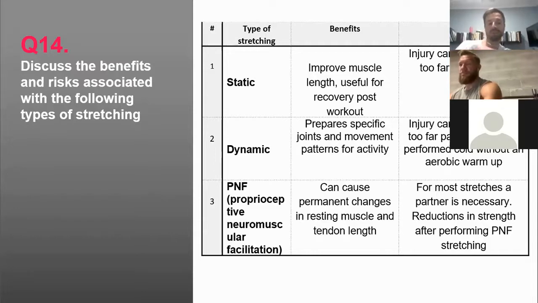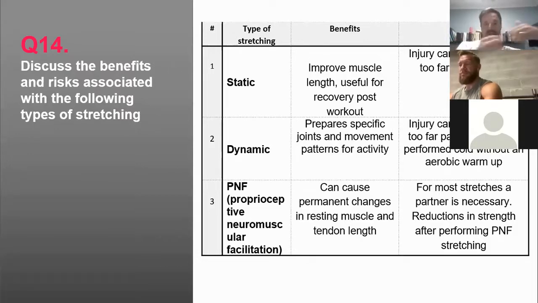They deal with people that have frozen shoulder, put them under general anesthetic, and move the arm in all sorts of crazy directions, pop it and crack it and break up all the scar tissue, because the nervous system isn't there to act as a limiter, right? So PNF stretching can cause permanent changes in resting muscle and tendon length.